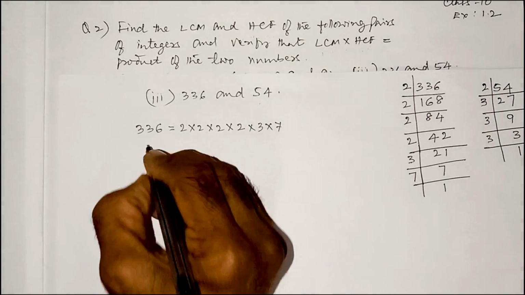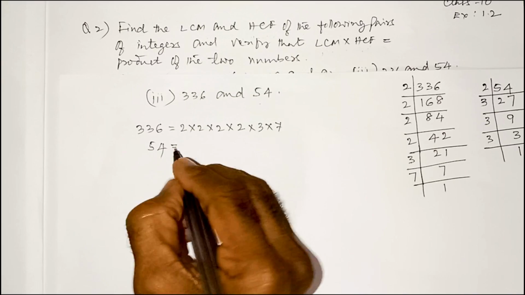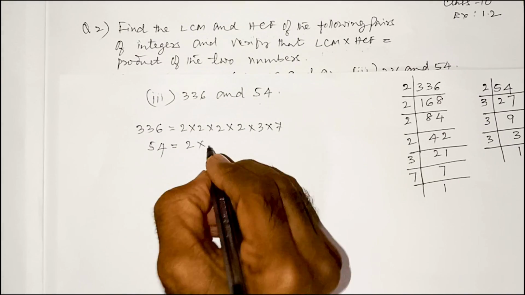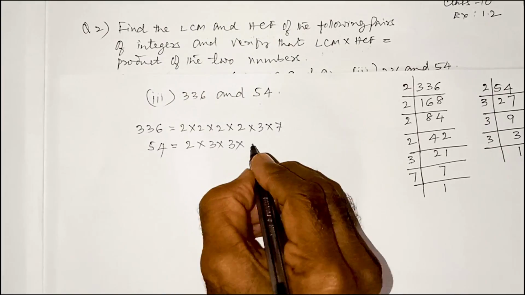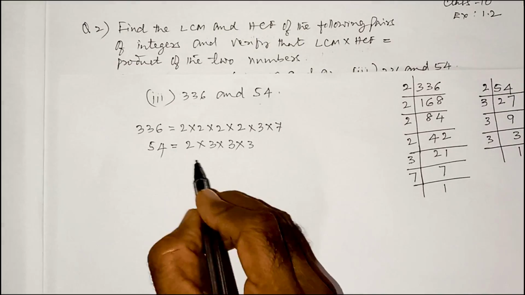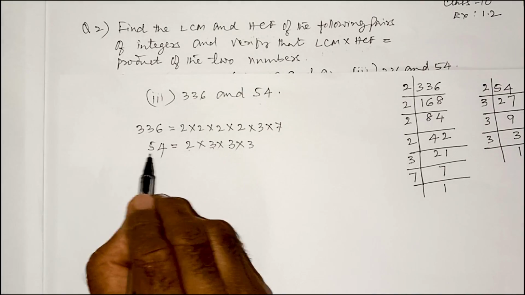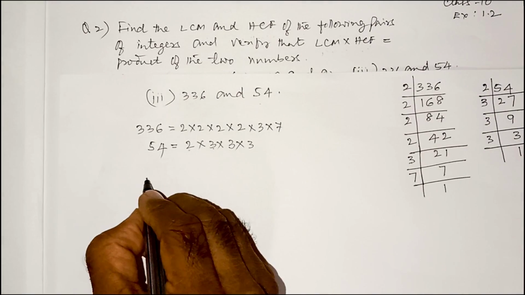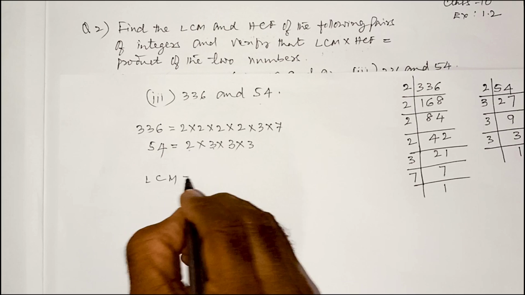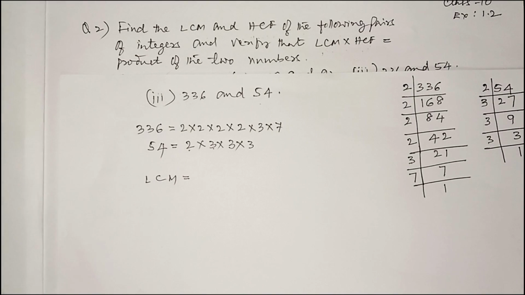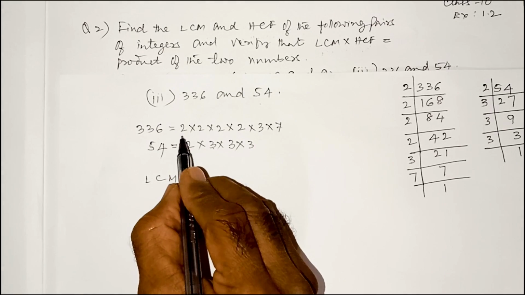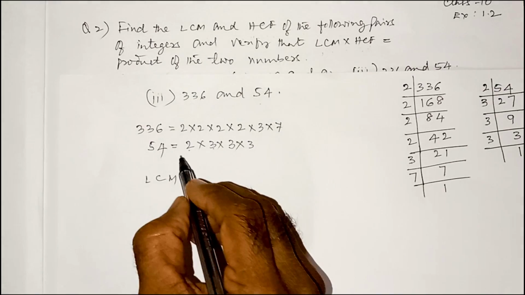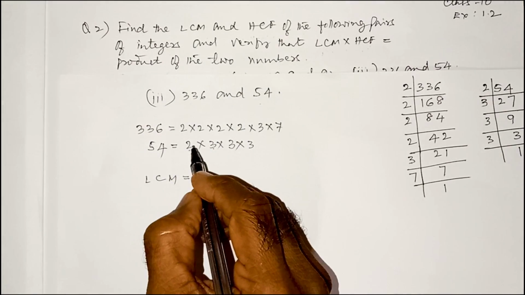Now write down that. The factors of 54 are 2 into 3 into 3 into 3. 2 into 3 cube are the factors of 54. This is the first step of answering the question. Second step is to find out LCM. You know very well, it is already taught to you to find out LCM. It is very easy. All you need to do is find out what is the digit or the number which is highest between these two factors.